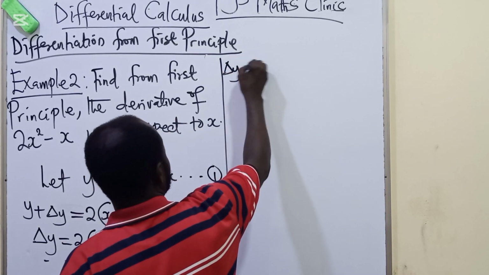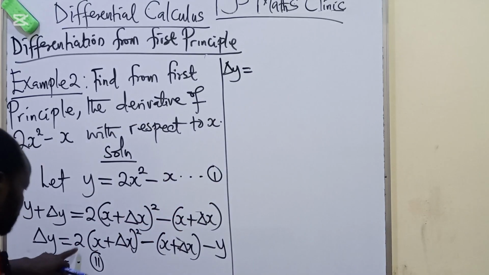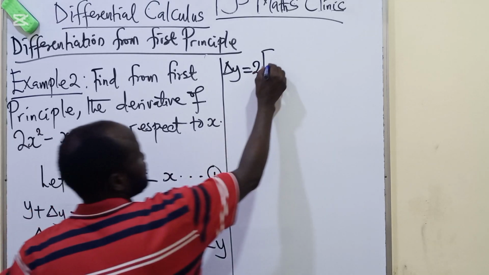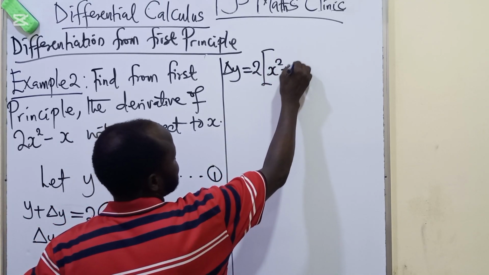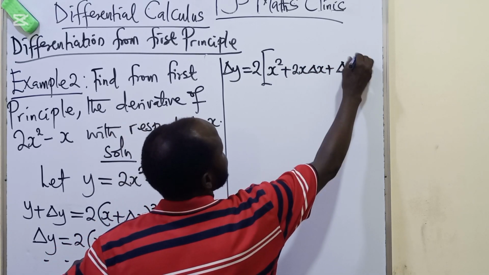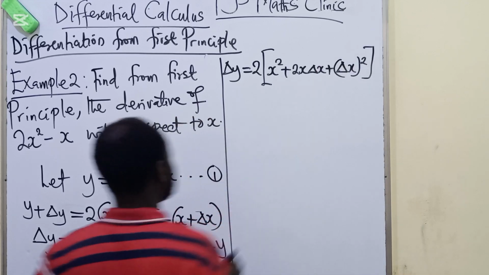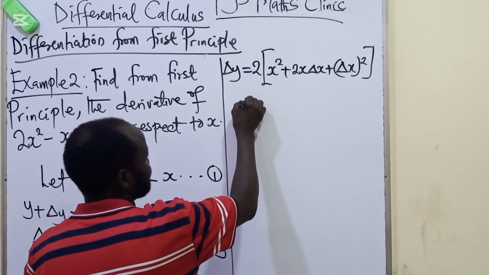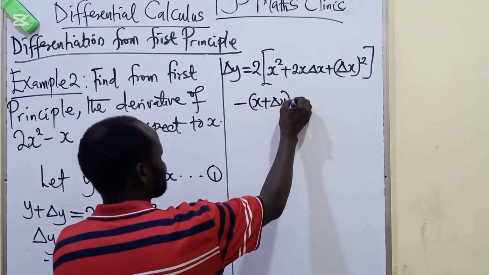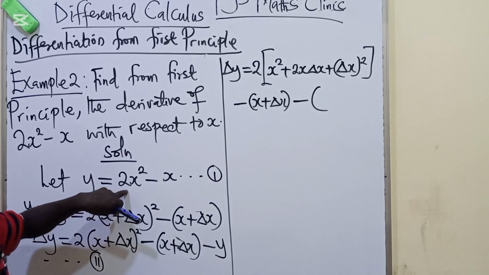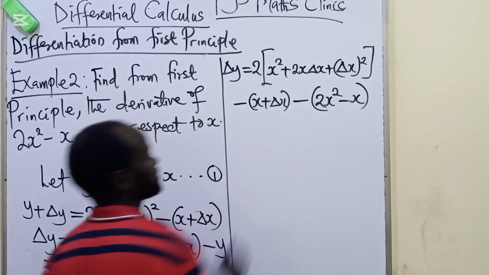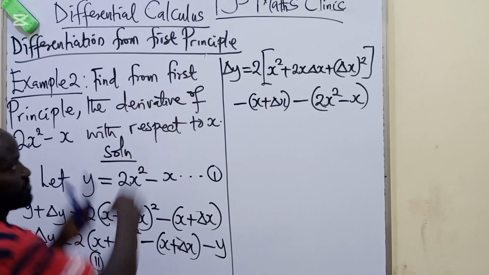Change in y will be equal to, let's expand this, 2 with square bracket. When we expand this, we have x squared plus 2x delta x plus delta x all squared. We close the bracket, minus x plus delta x, minus our y, which is 2x squared minus x. Very important. Let's open the bracket.